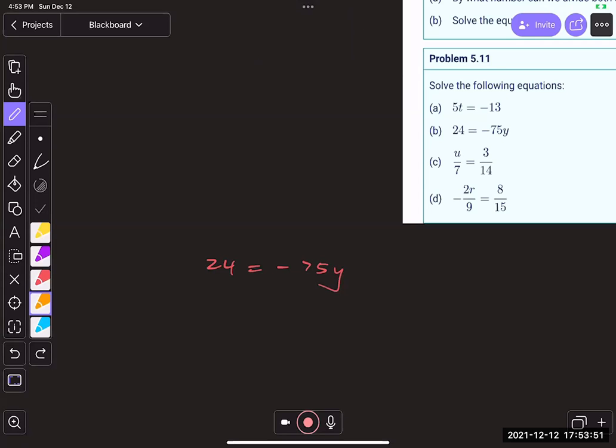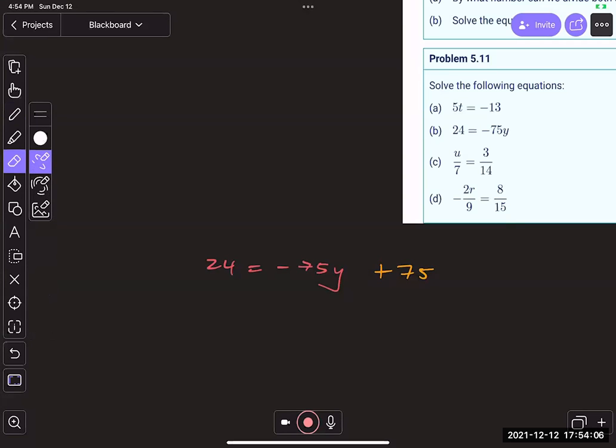So what do you need to do to get rid of that negative 75? Add 75. Add 75? So you're telling me that if I add 75 here, right, this becomes just Y alone? Is that true? Add 76? You add 76 and it becomes Y alone? No. What's happening to Y? Is it being subtracted by 75 or is it being multiplied by negative 75? Multiplied. It's being multiplied by negative 75.